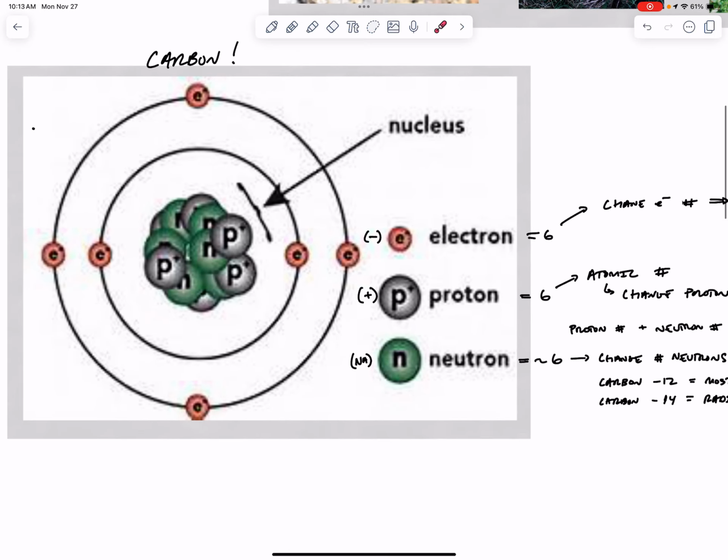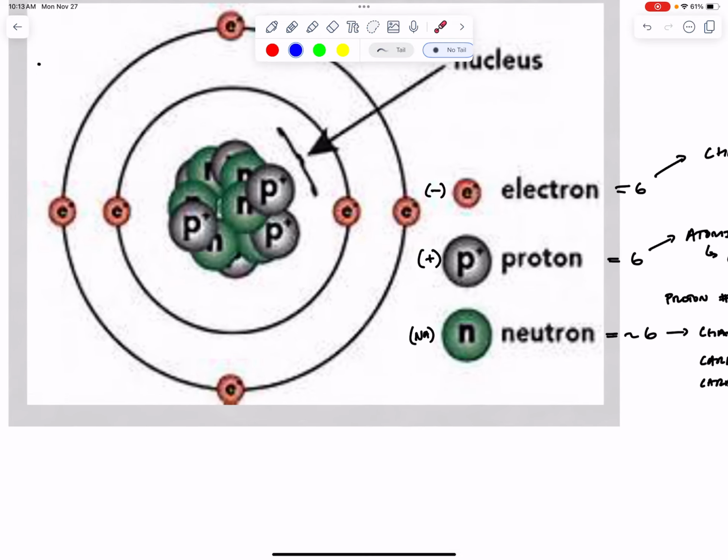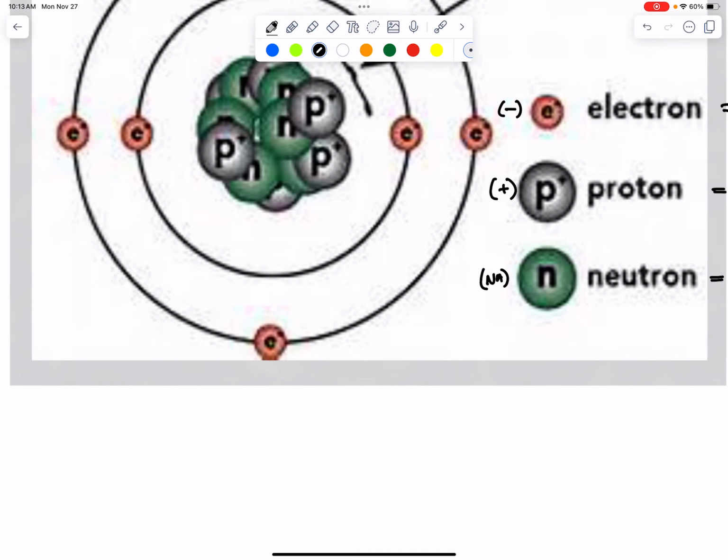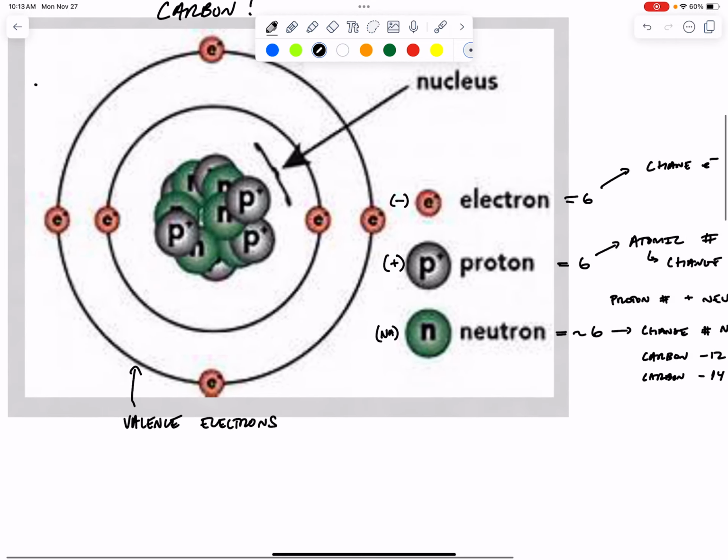Okay, what makes carbon such a fantastic atom or element to build complex molecules with? And it actually has to do with the number of electrons in the outer shell. So we call the outer shell of any type of element the valence shell. And the number of valence electrons in any shell determines its stability.